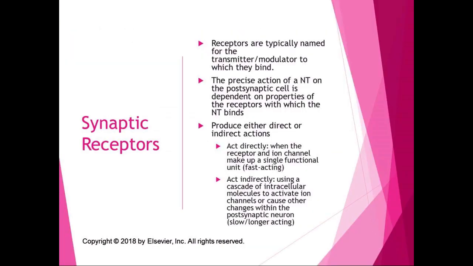So synaptic receptors, which are the membrane channels, are typically named for the neurotransmitter or neuromodulator that binds to it. So the precise action of a neurotransmitter on the postsynaptic cell is dependent on the property of the receptors. That makes sense, right? So they're either going to be those direct receptors, the ion channels, which make up a single functional fast-acting unit, or the indirect actors, which usually cause a cascade of intracellular effects. And they cause changes within the postsynaptic neuron. So those ones are slower and they're longer acting.